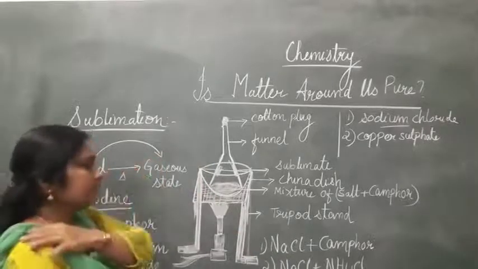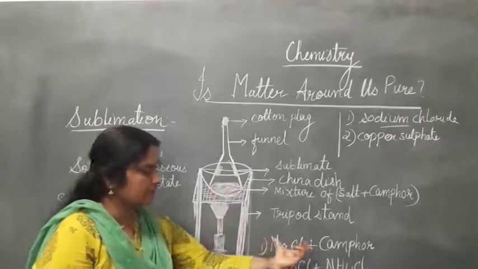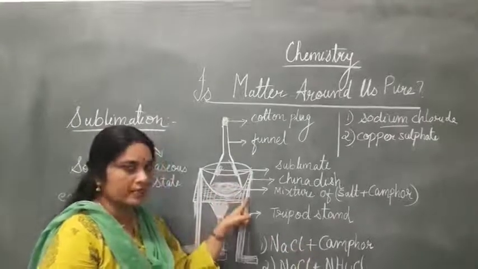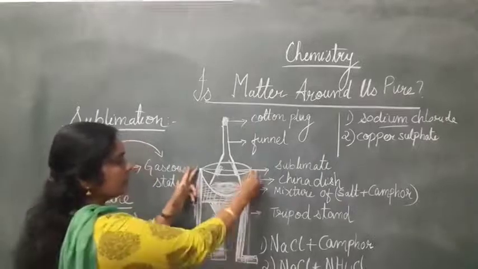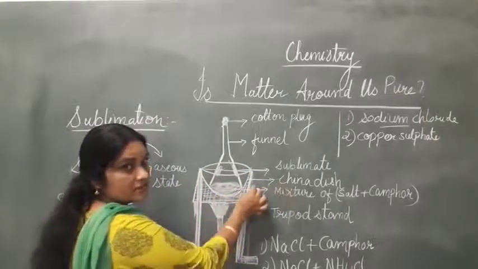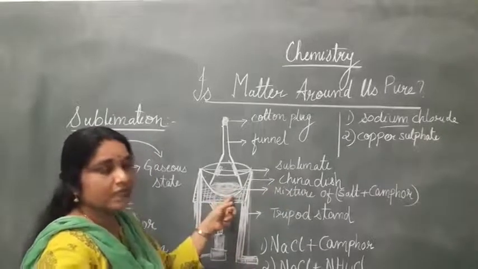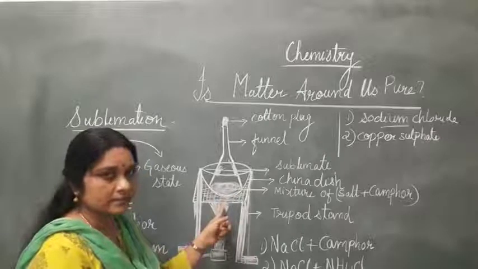Now here the principle is, when you take this mixture of salt and camphor, or salt and ammonium chloride, you have to keep it in an apparatus known as a China dish. A China dish can withstand high temperature, so you are using a China dish over here. Otherwise a beaker and the like will not withstand the high temperature.